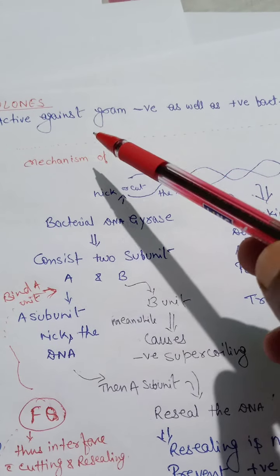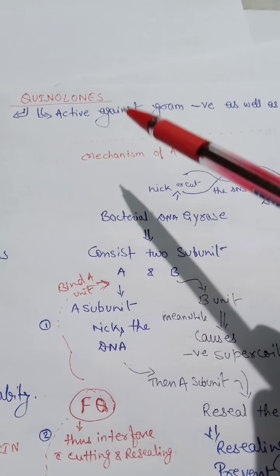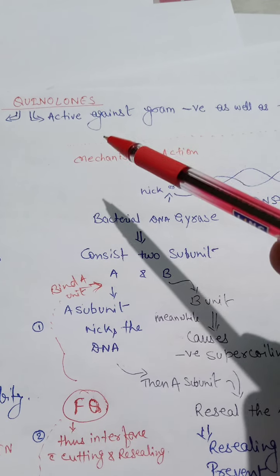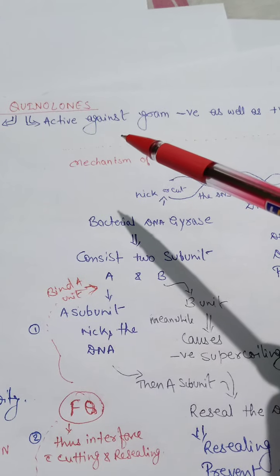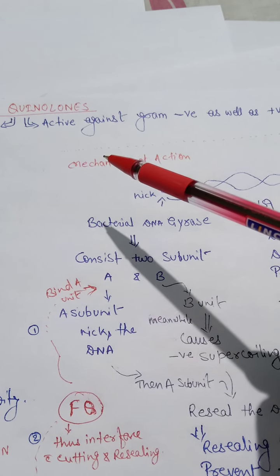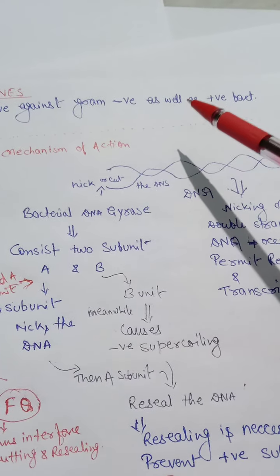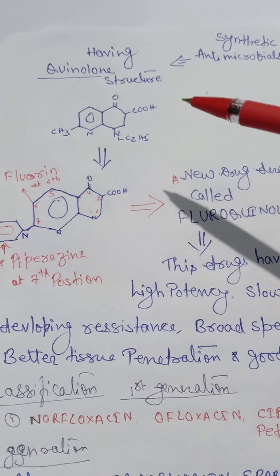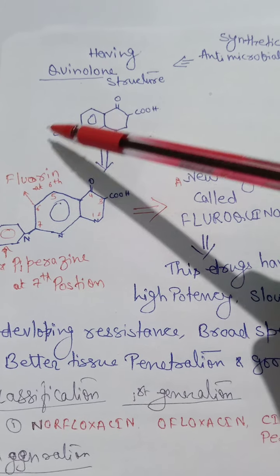These quinolones are very much effective, and nowadays the quinolones come under the name of fluoroquinolones. These drugs are used broadly in today's condition, because they are very much active against gram negative as well as gram positive bacteria. So first of all, we will see the structure of quinolones drugs. This is the structure of quinolones drugs.